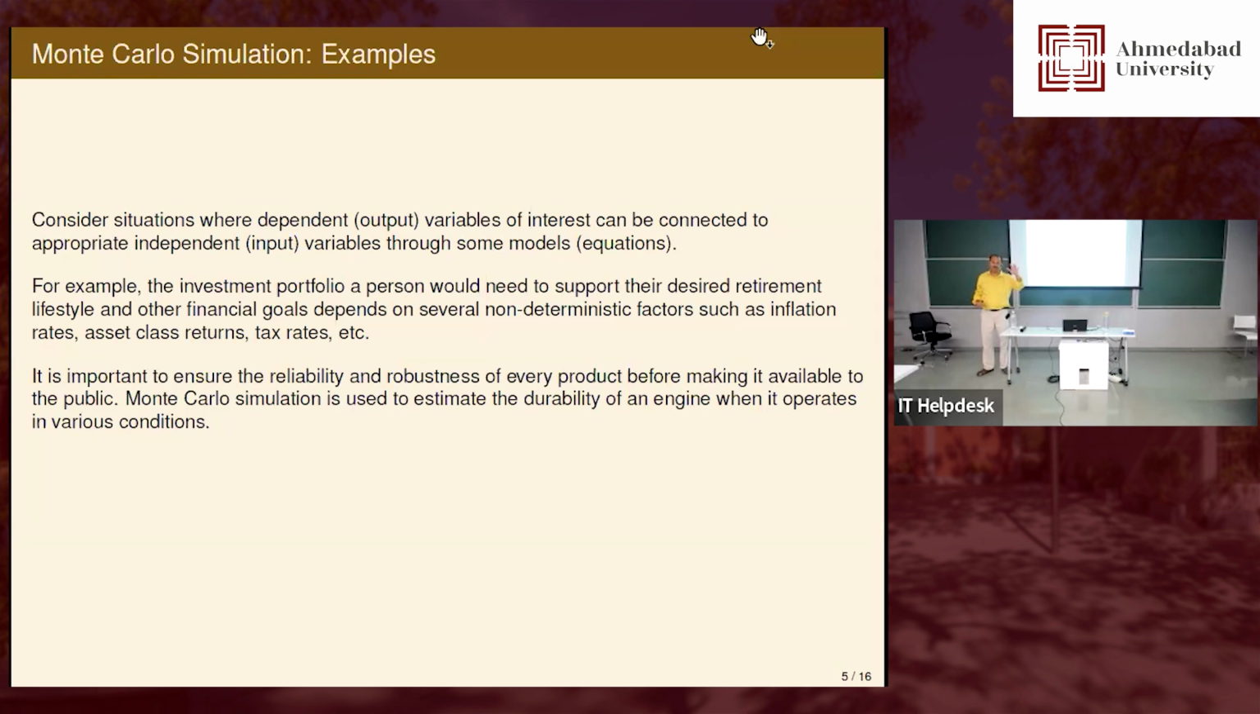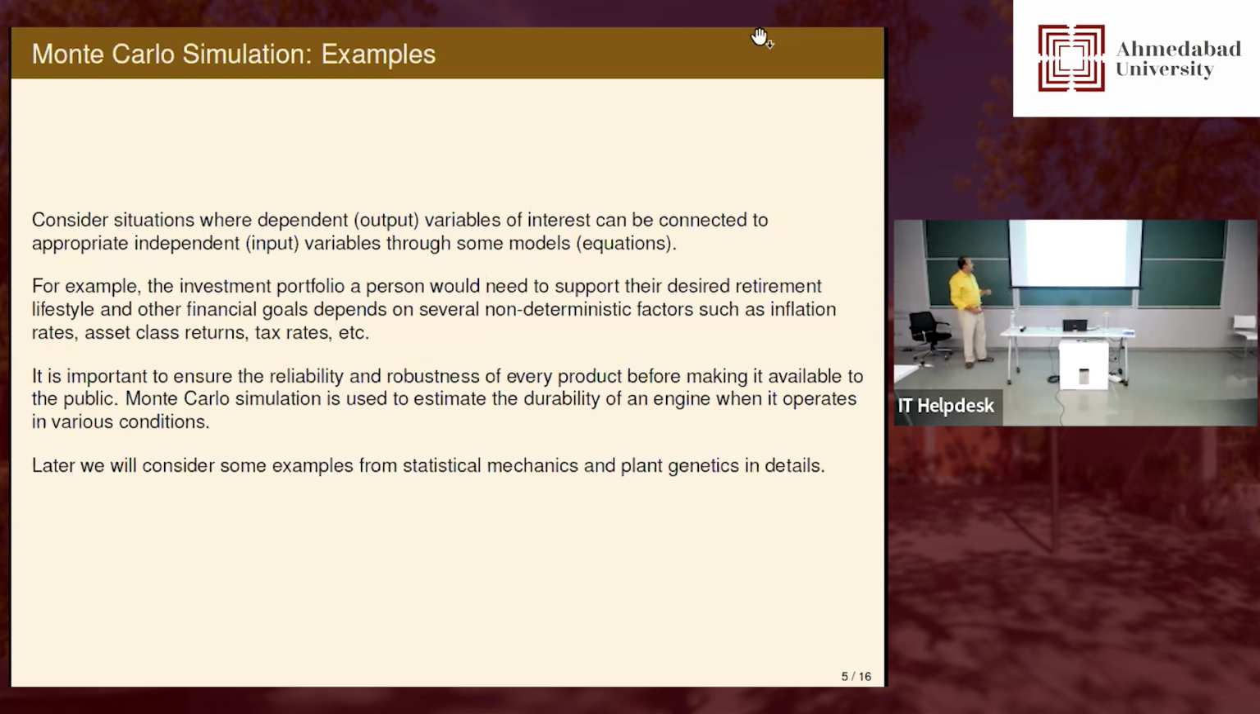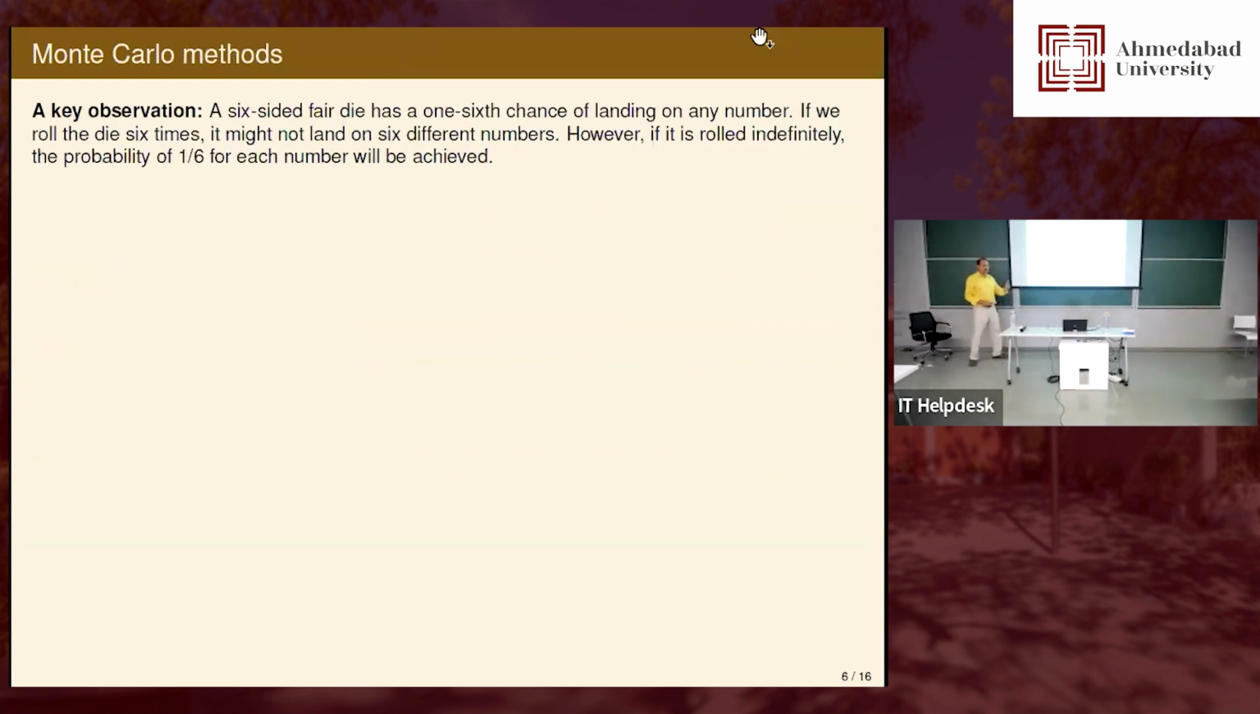There are famous events where big companies, even GE, ran into problems by not predicting this well. You can Google it and find out. Let's see. Later, I will give you two concrete examples, one from statistical mechanics, from physics, and one from plant science, where I'll give you the distributions and how Monte Carlo methods are used. Okay, so one slide for the methods.